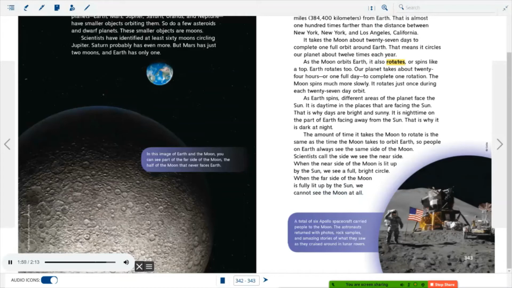A total of 6 Apollo spacecraft carried people to the moon. The astronauts returned with photos, rock samples, and amazing stories of what they saw as they cruised around in lunar rovers.